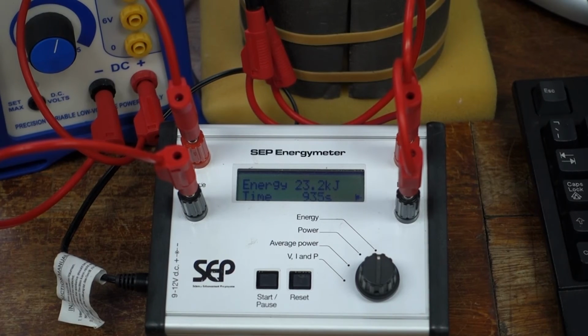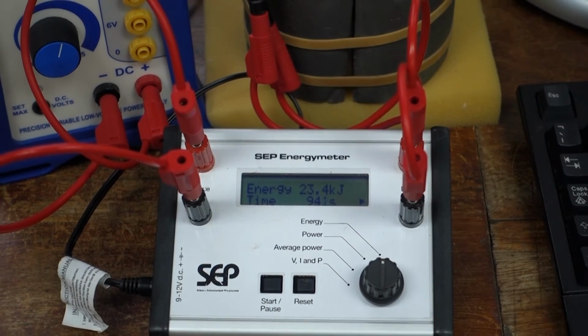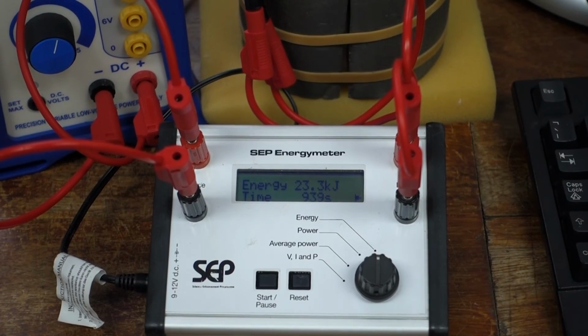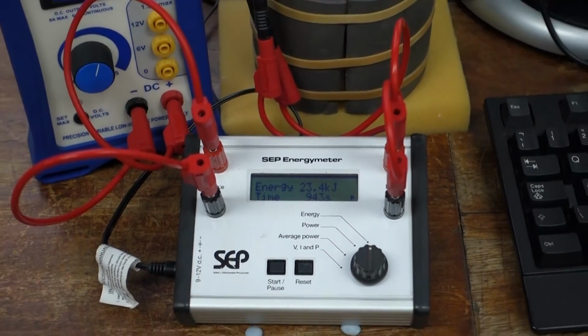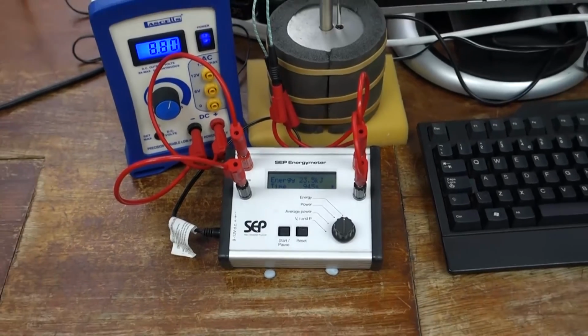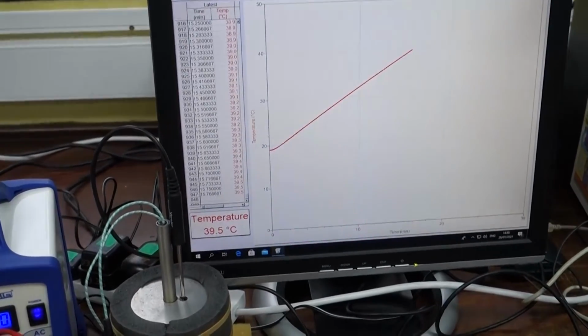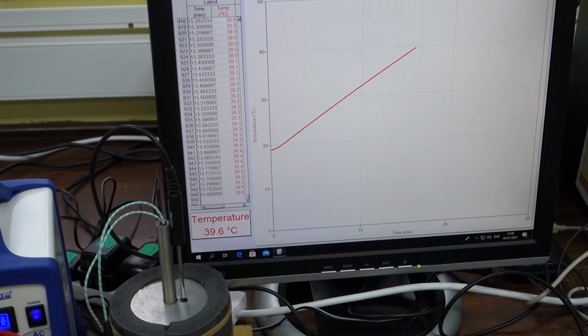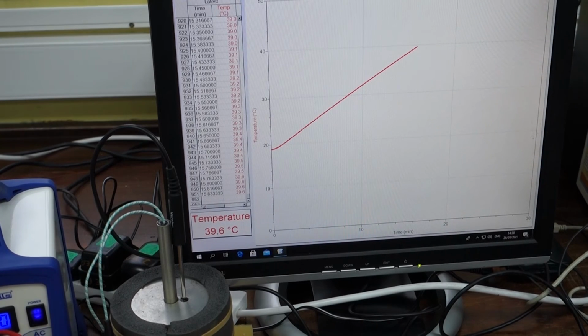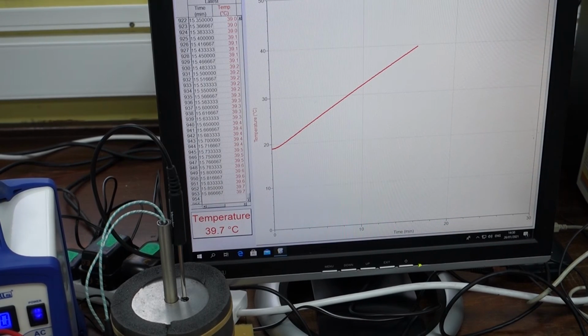This is towards the end of the experiment, and you can see that the experiment's been running for nearly 940 seconds, and it's put into the block 23.3 kilojoules. That's 23,300 joules of energy. You can see on the computer screen that the temperature has been rising steadily, and you can see that from the red line that's going upwards, so that's the digital temperature probe.